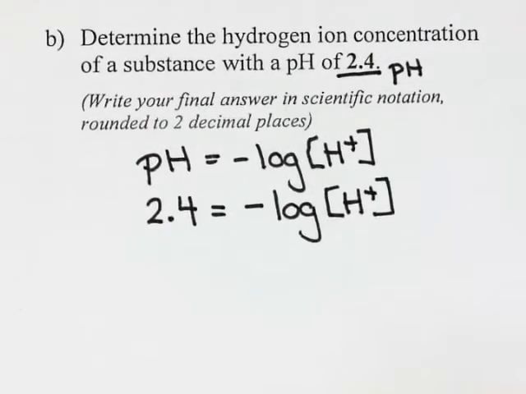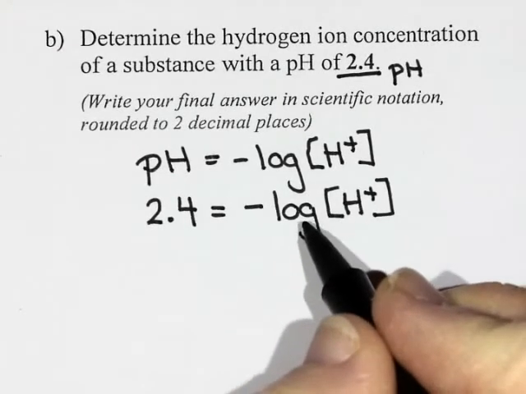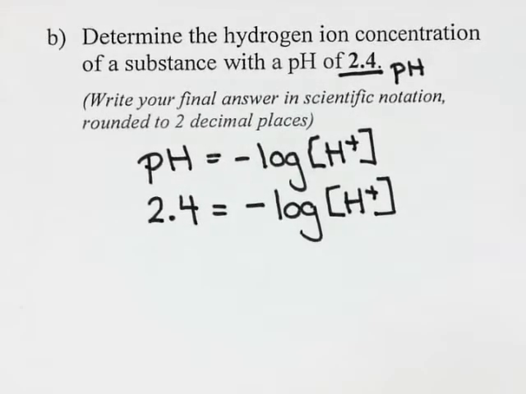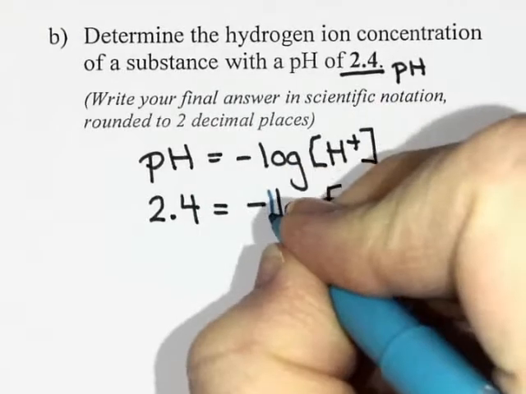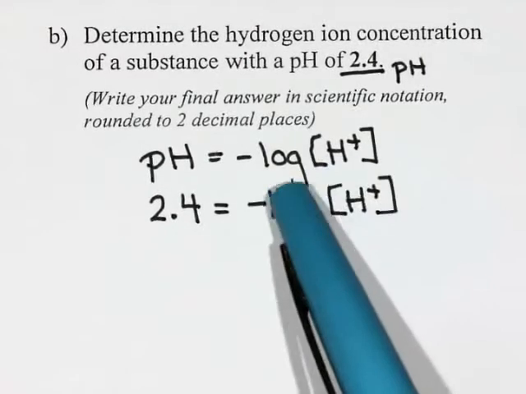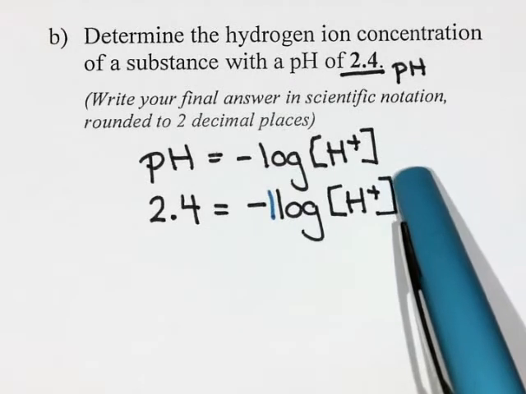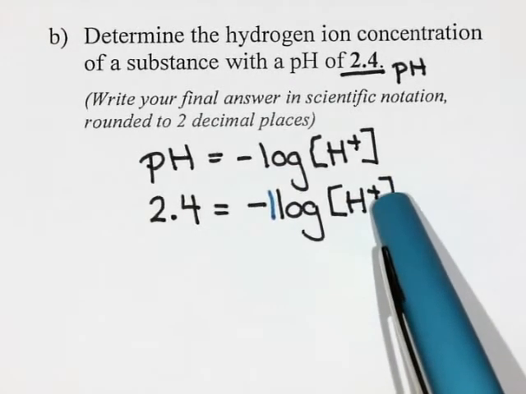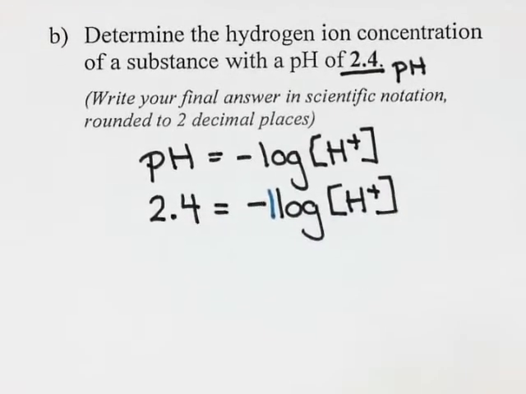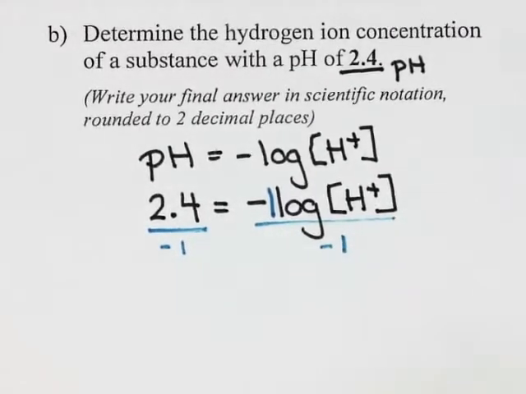Okay, so my goal is to solve for H. So I have two things here. I have a log, and then I have a negative in front of that log. That negative in front of that log is secretly a -1. Now I have two options. I can either, because it's a log, bring the -1 up and write it as a power on my hydrogen ion concentration, or I could just divide both sides by -1. It is easier to just divide both sides by -1.